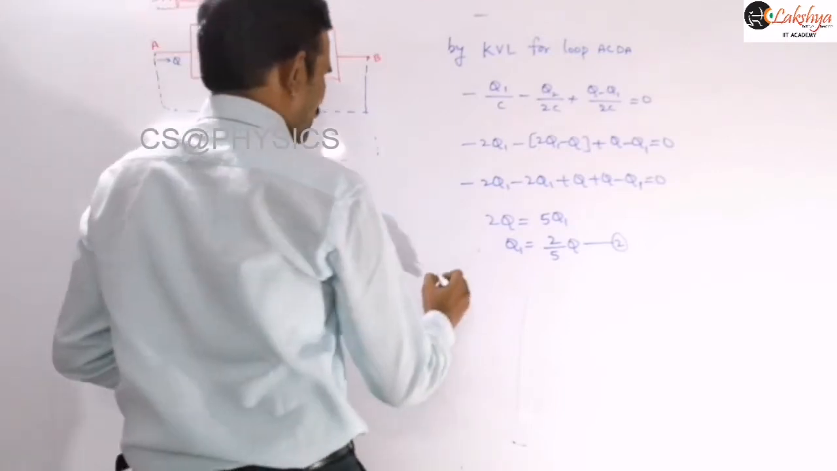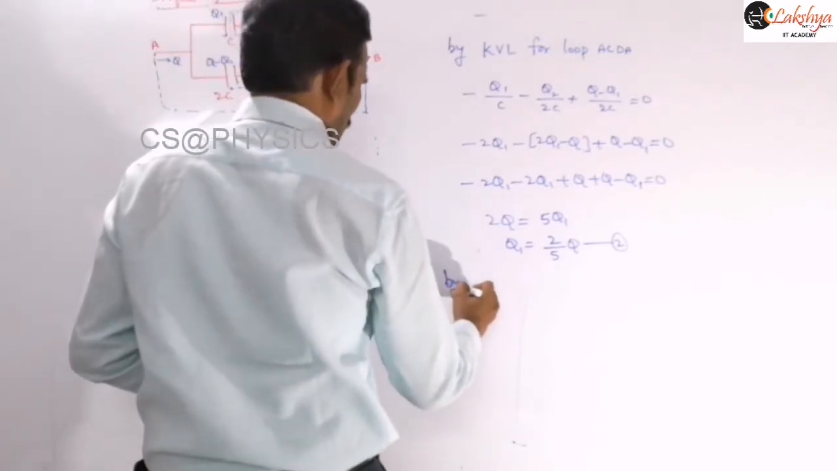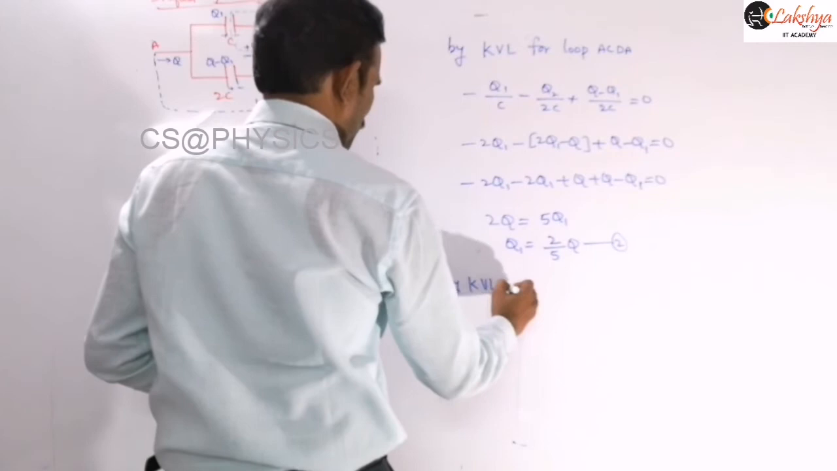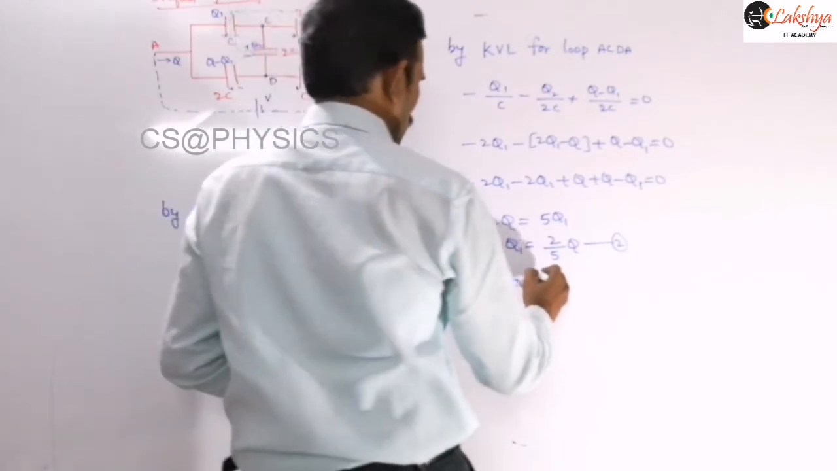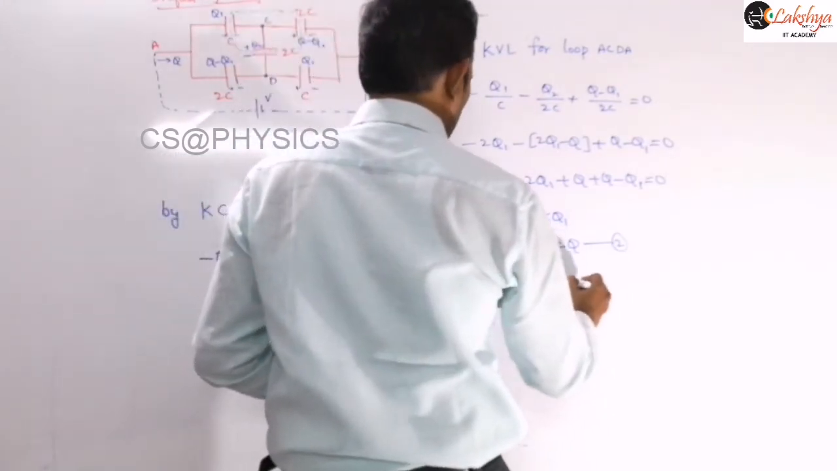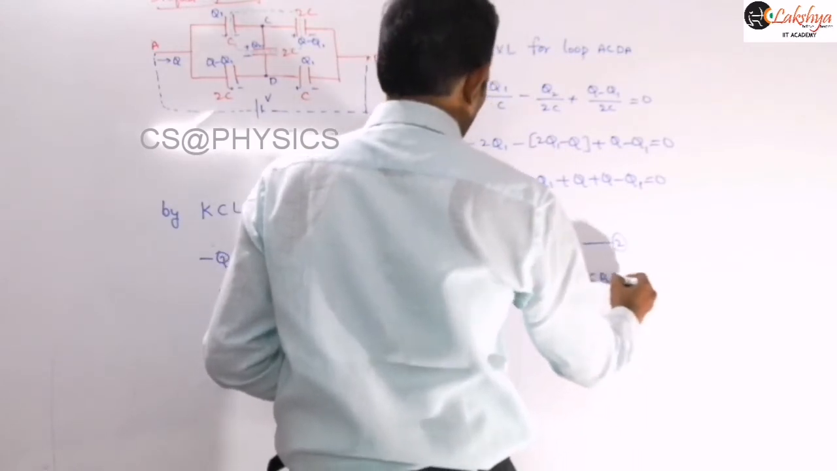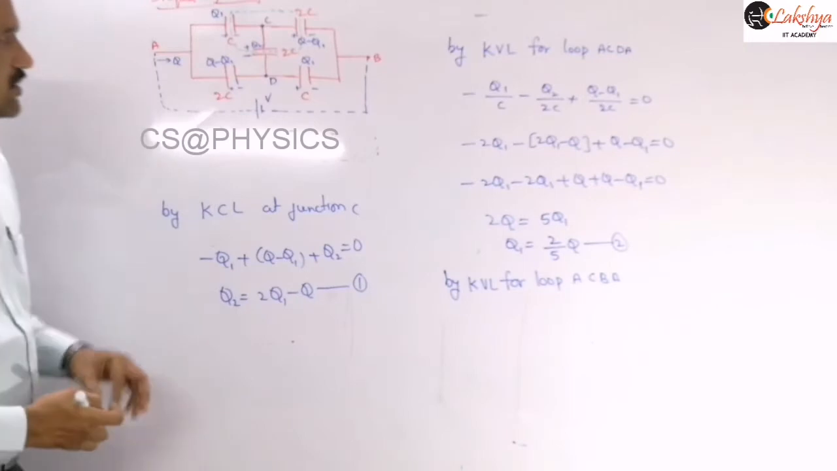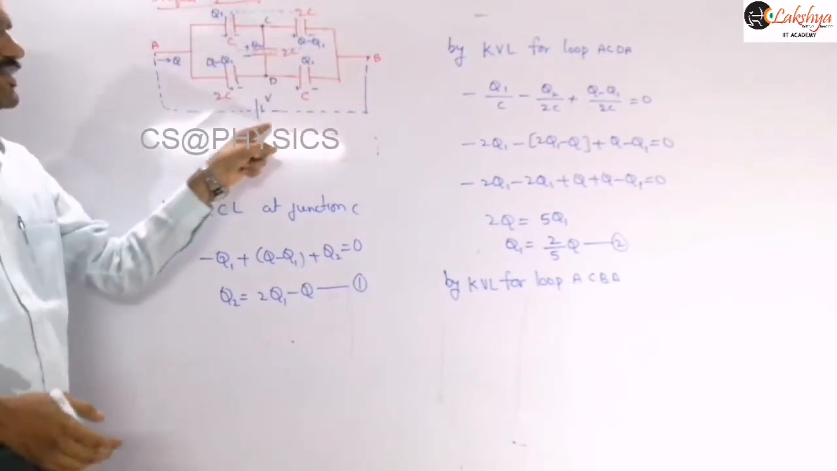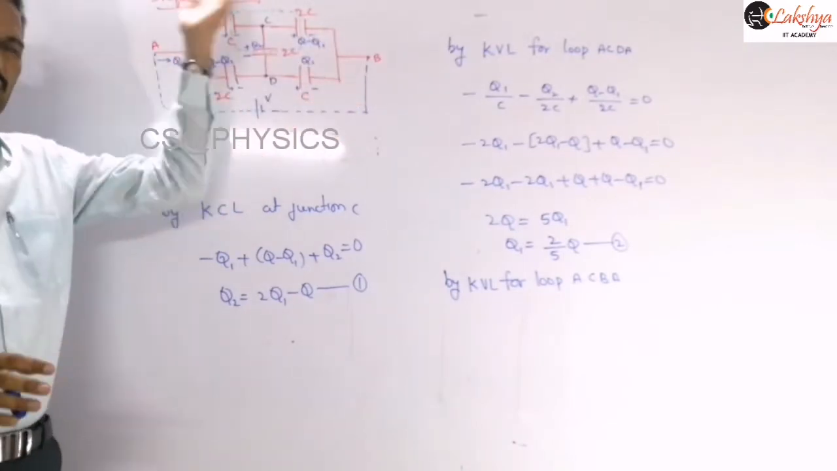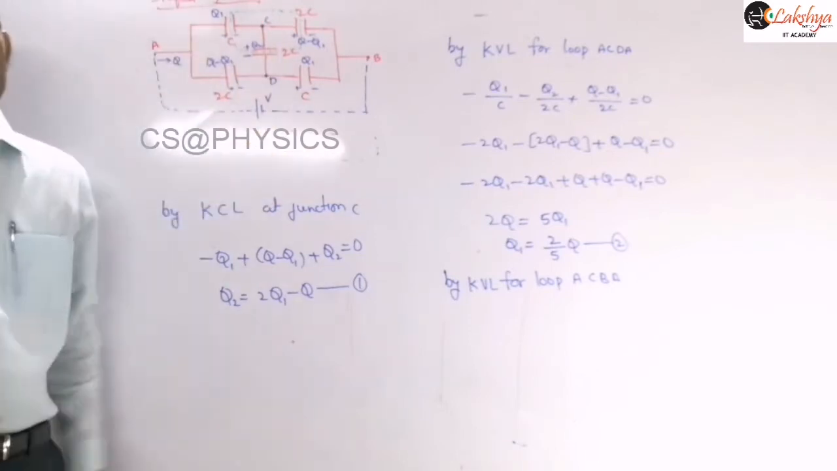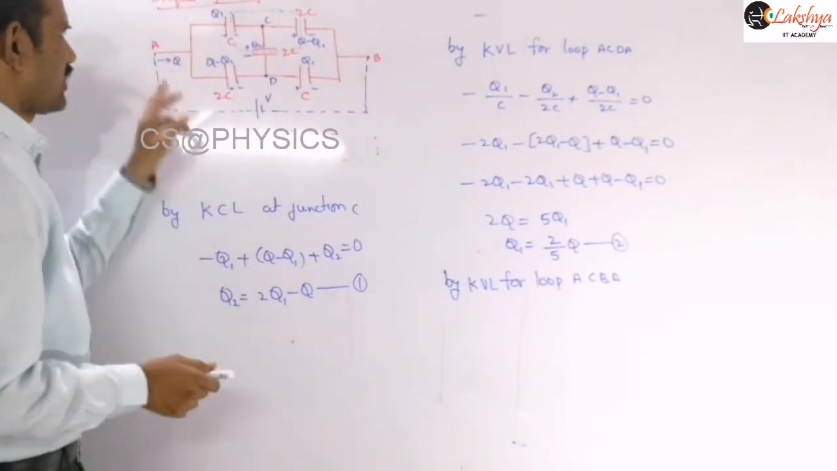So now finally I am writing this by KVL for the loop. I am taking the upper path here, A, C, B, A. I am taking this path, including the cell. For the circuit, you can take any point to consider there, right? So now let us apply it here.